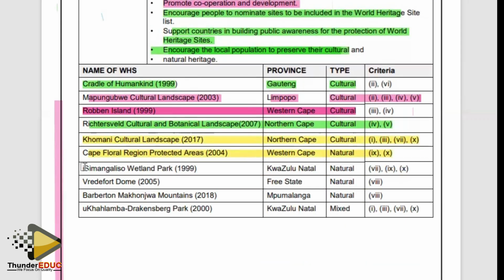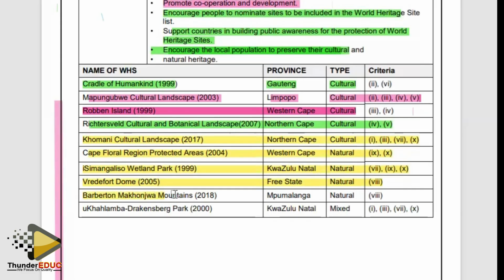Then we have Isimangaliso Wetland Park, declared in 1999 in KwaZulu-Natal. It is a natural type which meets criteria 7, 9, and 10. The Vredefort Dome, declared in 2005, is in the Free State. It falls in the natural type and meets criteria 8.